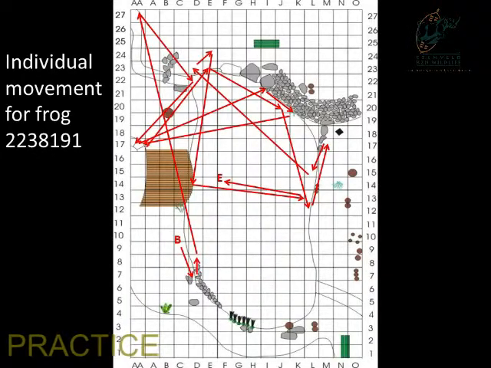And this is the individual movement for a specific frog, this frog. It was a young male. The B indicates the quadrant where we first found this frog and pit tagged it, and the E indicates the quadrant where we last saw it when the study was terminated. So this frog was moving around quite a bit through the entire year.